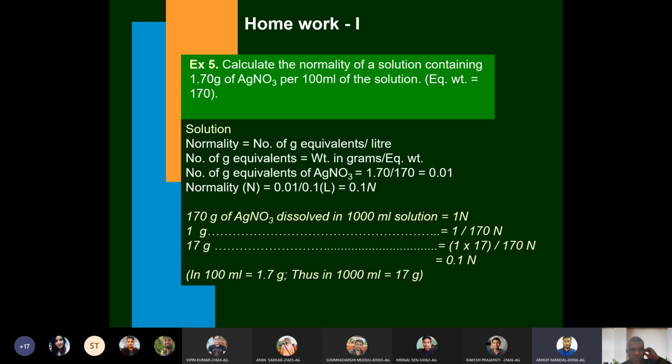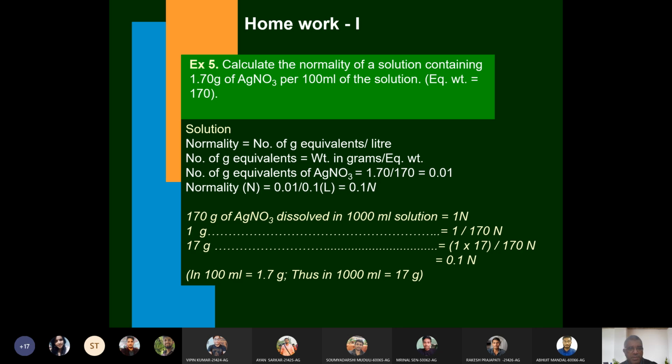Now you can do this. Normality means number of gram equivalents per liter of solution. So number of gram equivalents, you can straightaway calculate as weight in gram divided by equivalent weight. So number of gram equivalents of silver nitrate is equal to 1.7, that is the weight, divided by 170, which is equal to 0.01. This was for 100 ml, and for a liter it is 0.1 normal. So normality of the solution is 0.1.